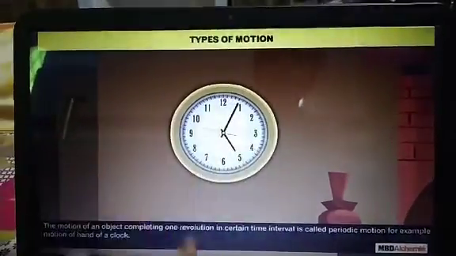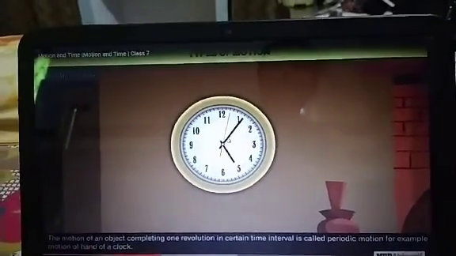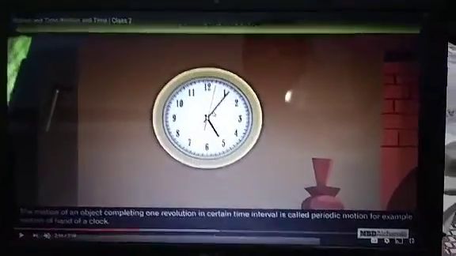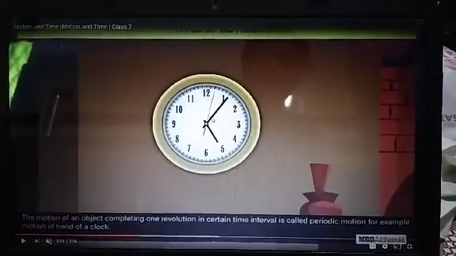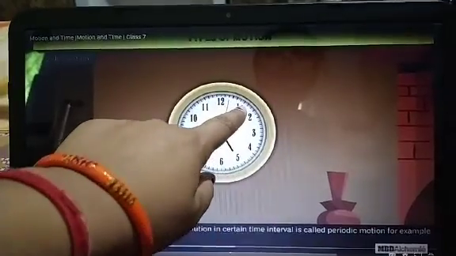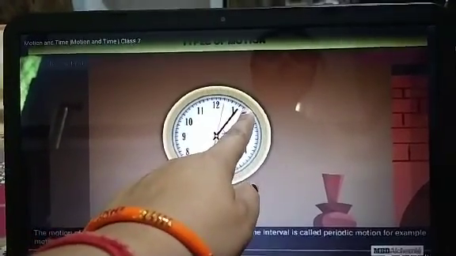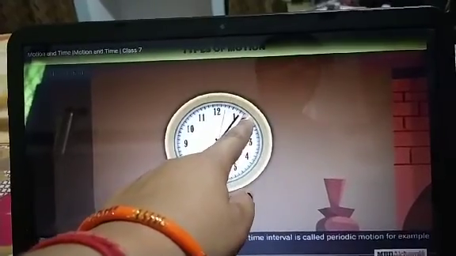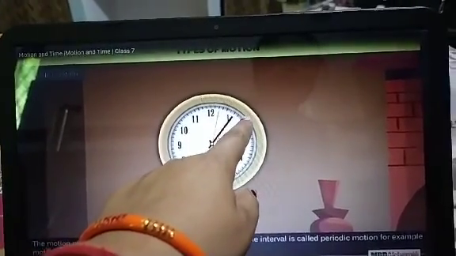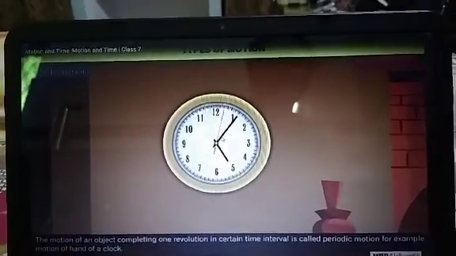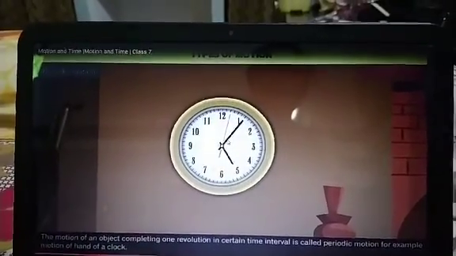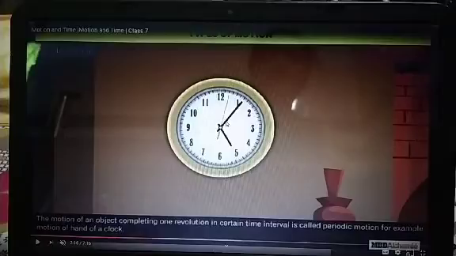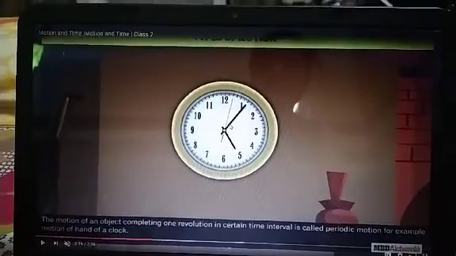Just look at this clock. This is circular motion, and this is also known as periodic motion because it will repeat after a fixed interval of time. Right? It means this needle will move to the next point only after 1 minute. Then this needle will reach this point again after a minute. What does it mean? It means that it is repeating, but in a fixed interval of time. That is known as periodic motion.